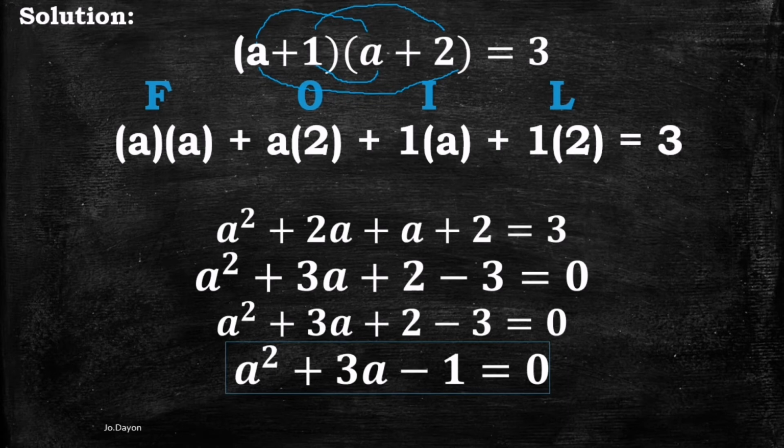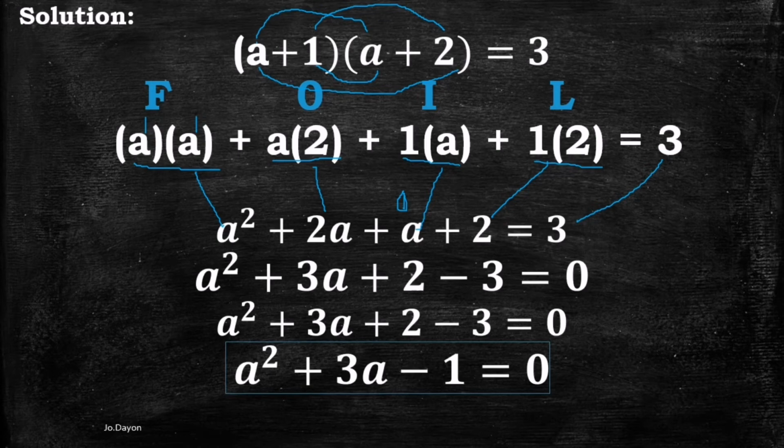Now, multiply. So a times a, the answer is a squared. Again, we have to add the exponents of a, and we have here 1 and 1, so we have 2. Then a times 2, the answer is 2a, not a2. And 1 times a, the answer is a. Do not write the 1 anymore because it's already understood that we have 1 as our numerical coefficient. And 1 times 2 is equal to 2. And you copy 3 on the right side of the equation.